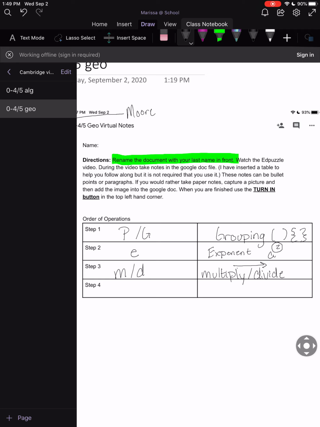And that also goes with adding or subtracting. So add or subtract. And again, you're working from left to right. It doesn't matter if subtracting is coming first and then adding. You're still going to do whatever comes first from left to right in those two categories.